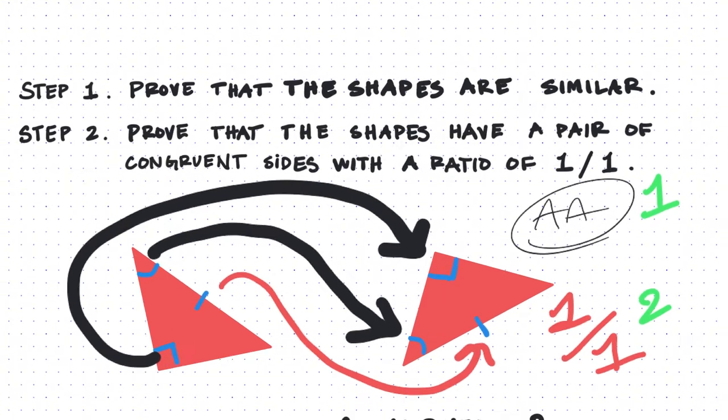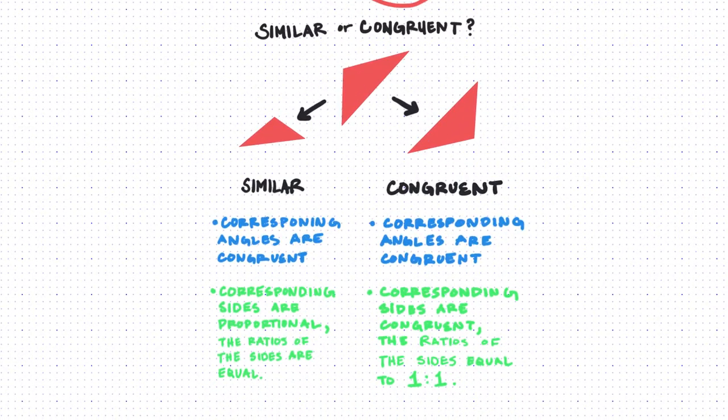All right, so let's recap. To prove if a triangle is similar or congruent, we use very similar steps. We have to see if our angles are congruent, but where we differ between similar and congruent triangles is that similar triangles, or shapes for that matter, just need to have proportional sides, whereas congruent triangles have proportional sides, but that proportional ratio must be 1/1.